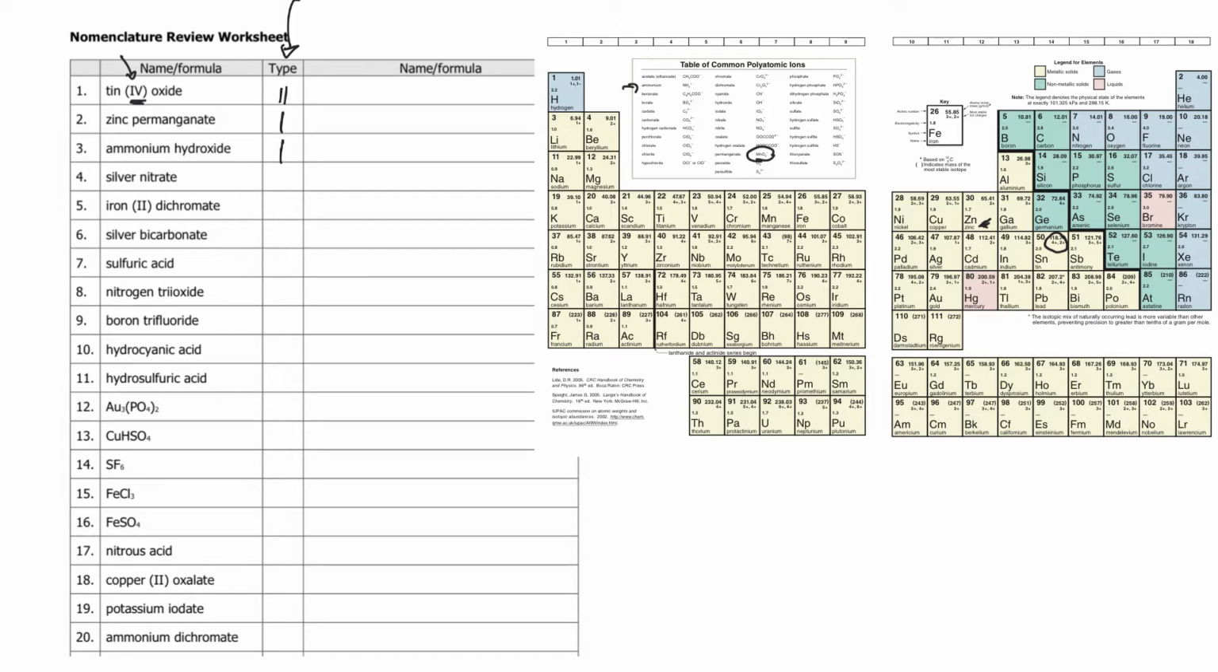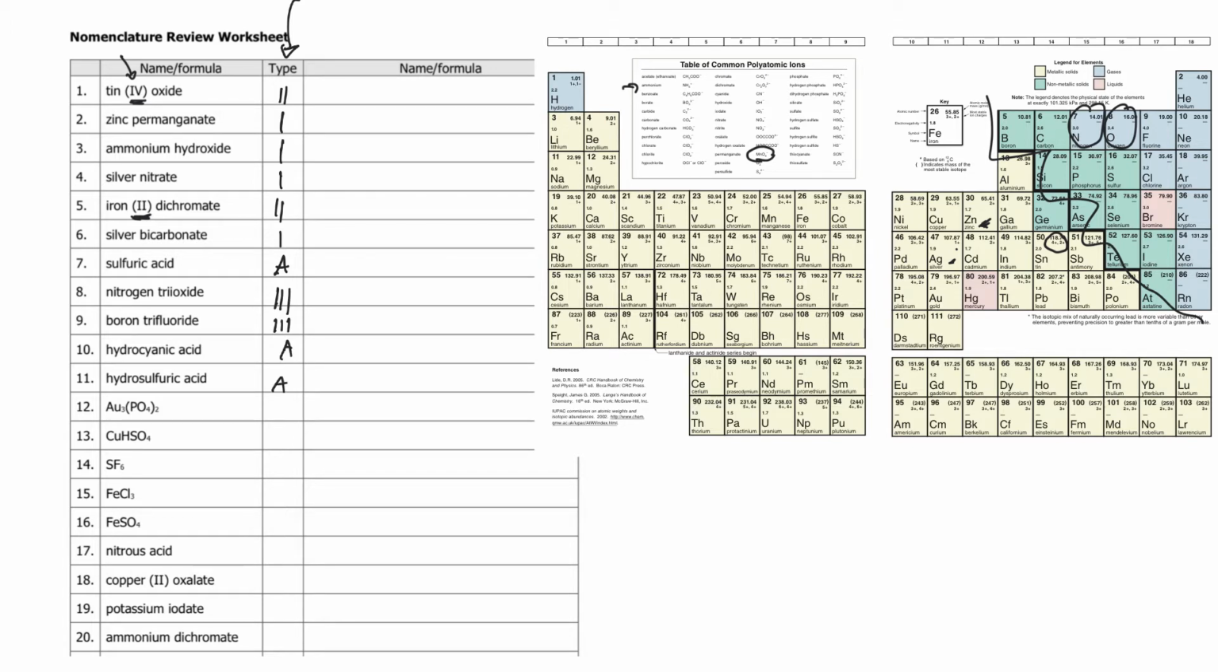Silver, Ag, where are you, Ag? Right there. It only has 1 charge, so it's a type 1. Here they're indicating it's 2, so it has to be a type 2. Silver bicarbonate is type 1. Sulfuric acid would be an acid, of course. Nitrogen trioxide, so nitrogen's here and oxygen's there. They're both on the right side of that staircase, so that has to be a type 3. Boron trifluoride, same thing, type 3.